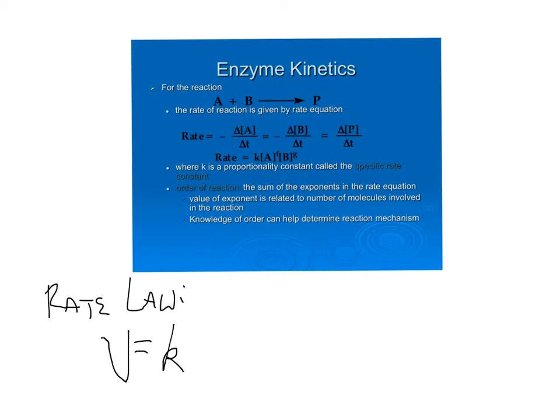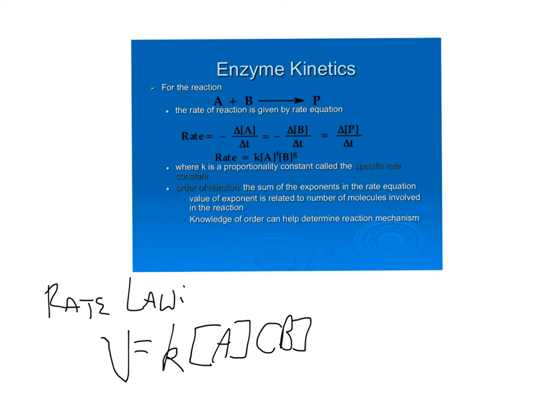Then, in this instance, you always look at the rate limiting step, and here there's only one step, so that's easy. And then secondly, you have to see what species are involved in that rate limiting step. So here's A and B. And then finally, the exponent has to do with the stoichiometry. If you look up here, it's a 1-to-1 ratio, so technically that's a 1 and a 1. So this rate law will be V is equal to K times A times B.